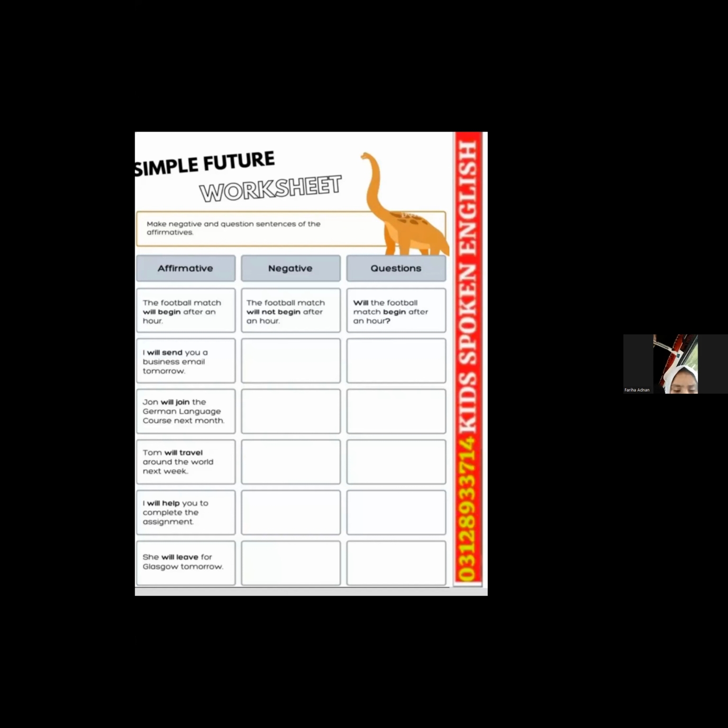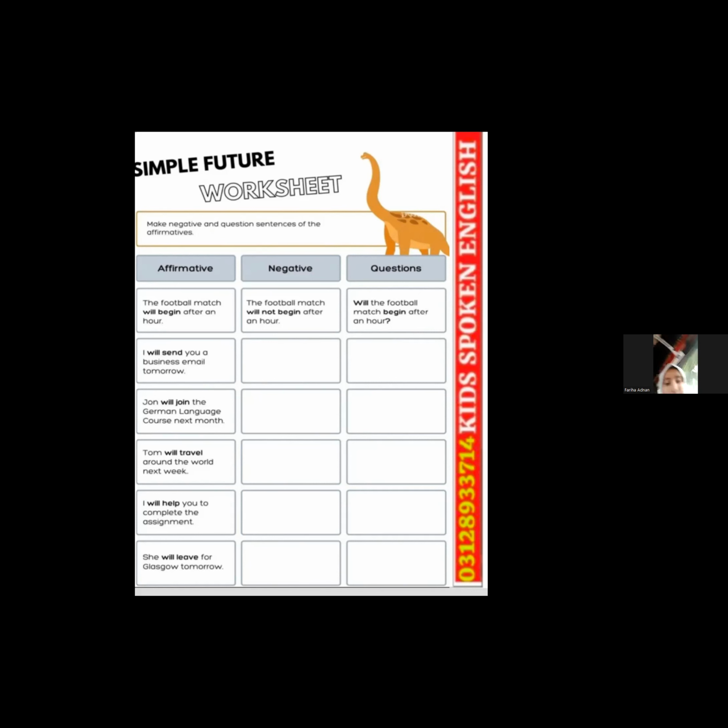Okay, so Iman. Yes, ma'am. Make the sentence. Tom will not travel around the world next week. Will Tom travel around the world next week? Really well done. Perfect, dear. Okay, Fariha, it's your turn. I will help you to complete the assignment. I will not help you to complete the assignment. Will I help you to complete the assignment? Wow, that's superb. That's really amazing.